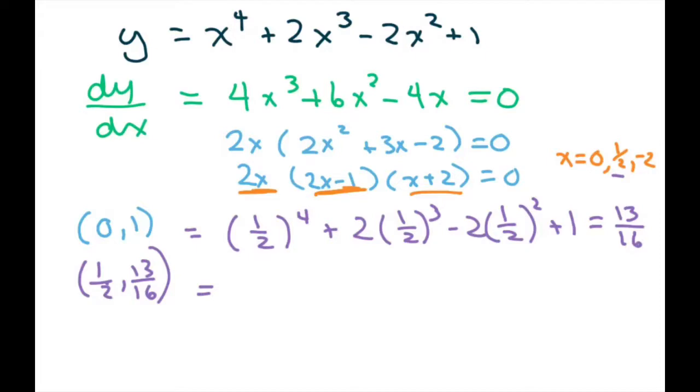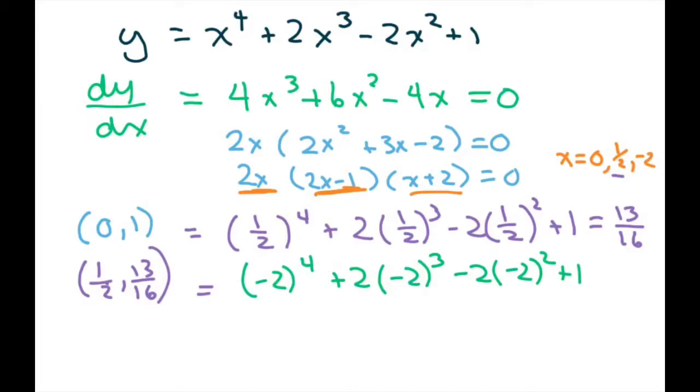Now, next we're going to do the, what other do we have? Negative 2. So we have negative 2 to the 4th plus 2 times negative 2 cubed minus 2 times negative 2 squared plus 1. And that's going to give you negative 7. So that's going to be at, let's see, negative 2, comma, negative 7. So these are the three points we're going to plot. All right? Now, we're going to take the second derivative of this.